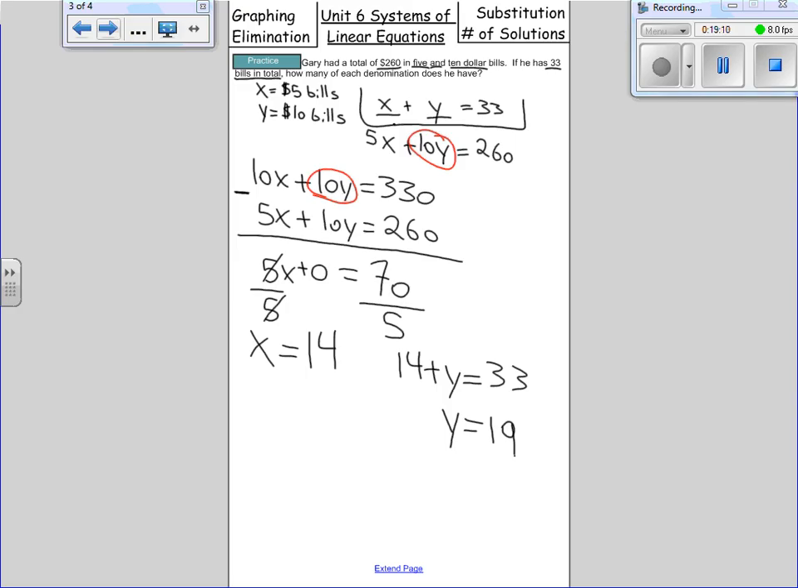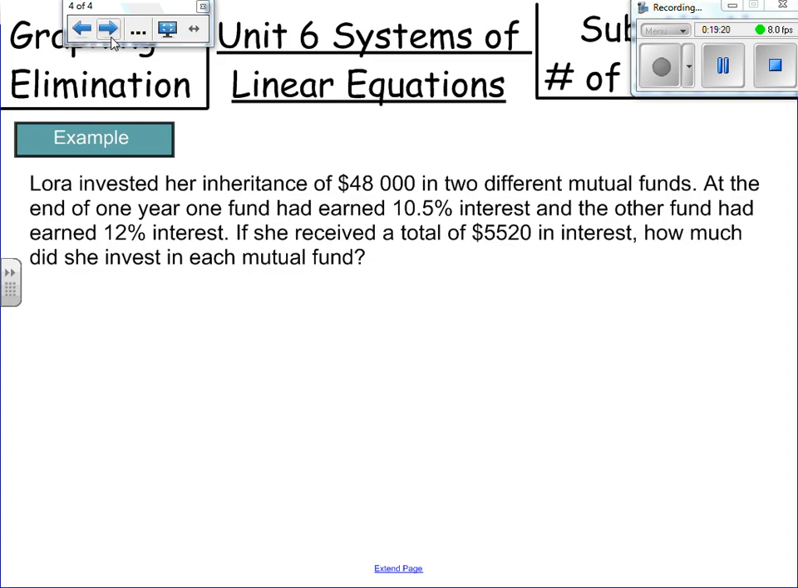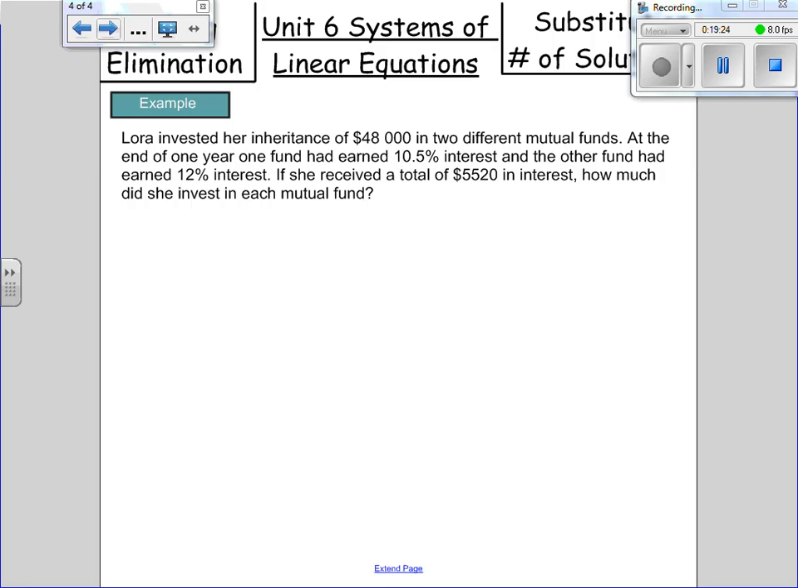All right. Last one. Laura. What's Laura up to? Laura invested her inheritance. Who knows what an inheritance is? Dawson, what's an inheritance? No, he's right. Go ahead. Yep. It's what you get left when you pass away.